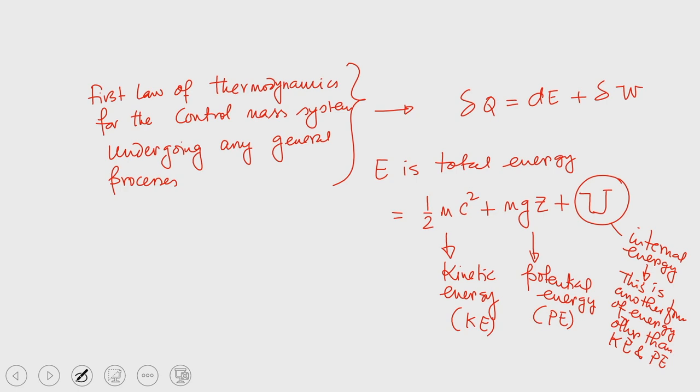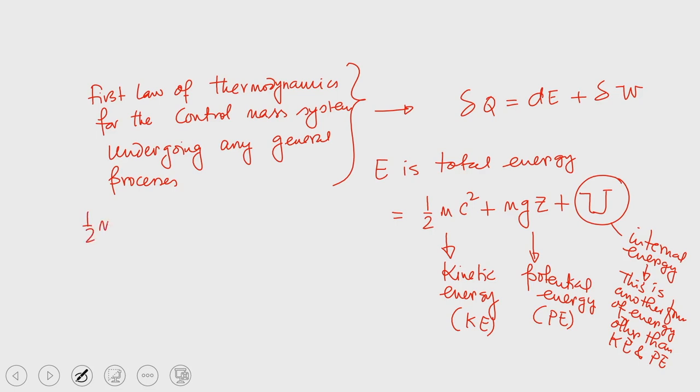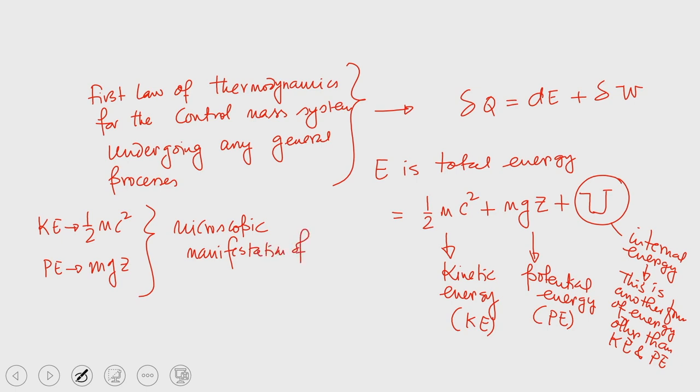Now, question is, basically you know that kinetic energy and potential energy, these two are the microscopic manifestation of the mechanical energy. So, basically this half m c square and m g z, so these two, that is kinetic energy and potential energy, are the microscopic manifestation of the mechanical energy. Okay.